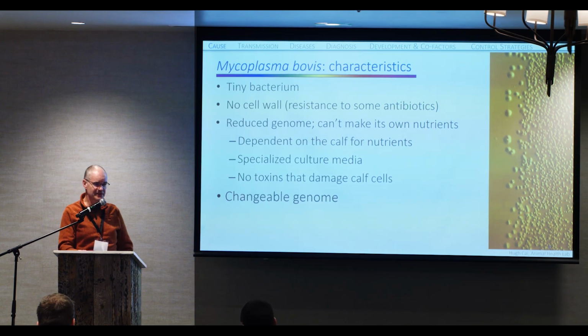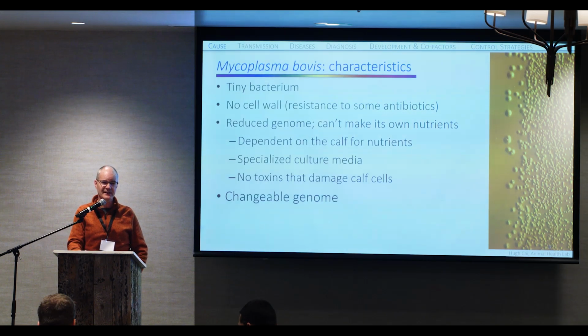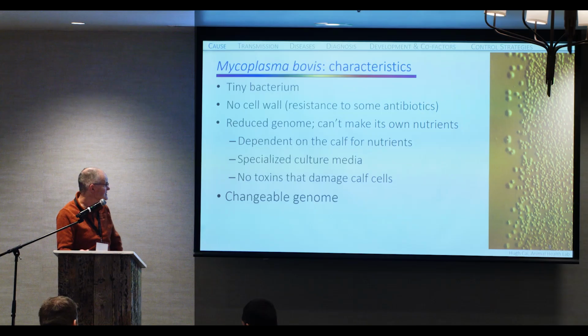The other point of that reduced genome is that, again, a lot of bacteria make toxins that directly damage the host tissue, but Mycoplasma doesn't do that, and we think that it's always or only the calf's inflammatory response that is responsible for the disease that we see. It's not damage from the bacterium, but instead the calf's tissues know that the bacterium is there and mount an inflammatory response, and that's the calf response that's important for the disease.